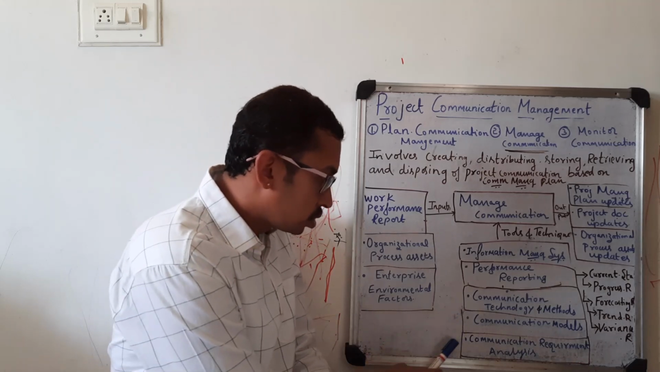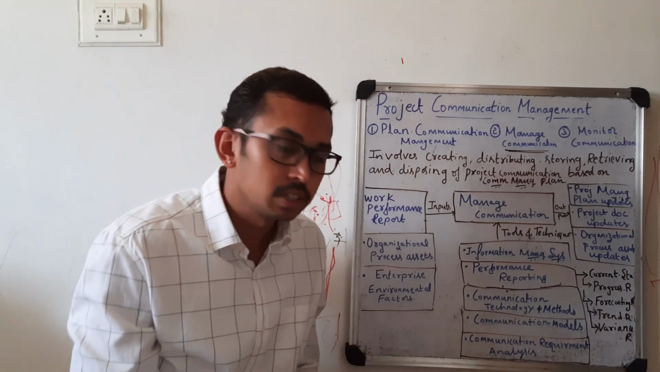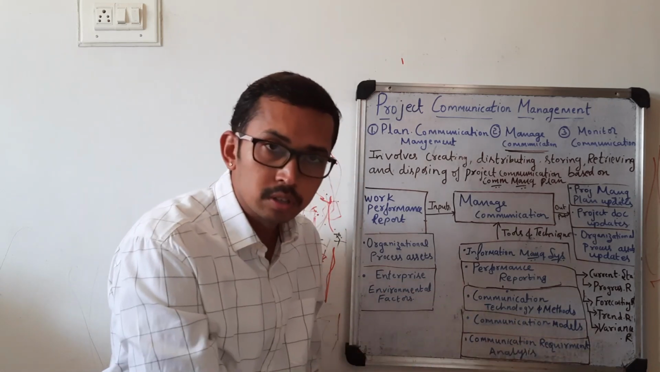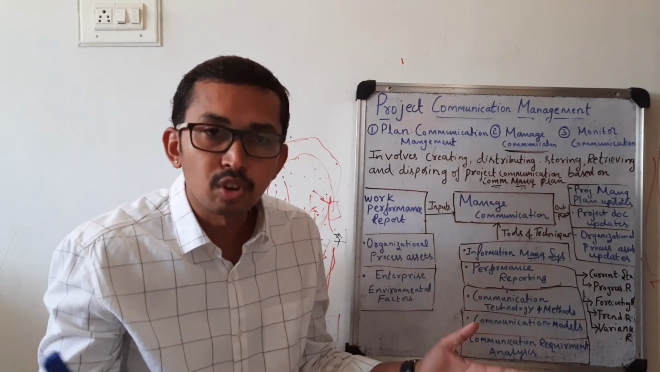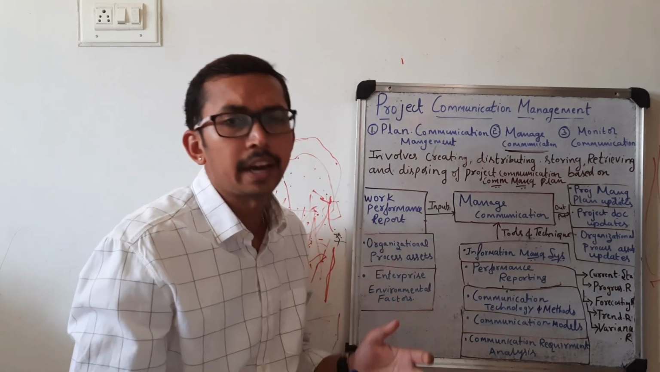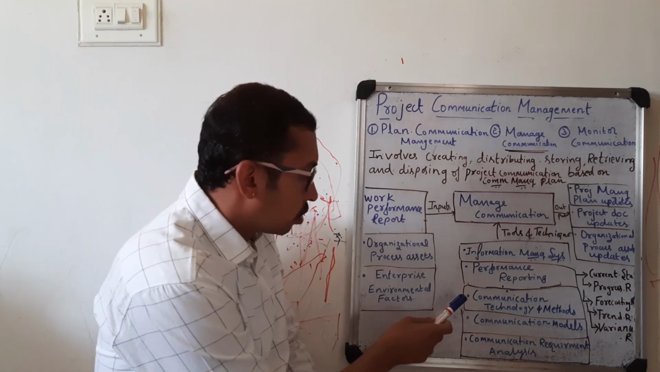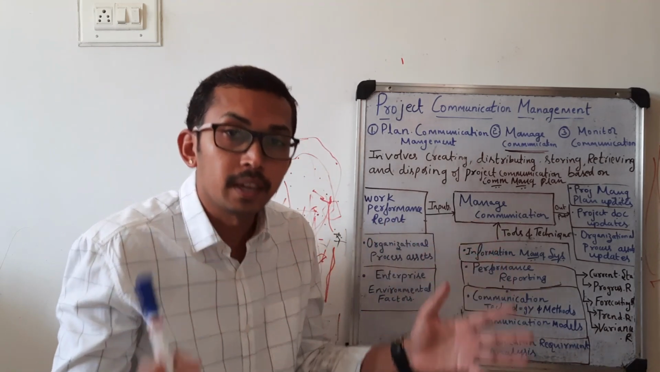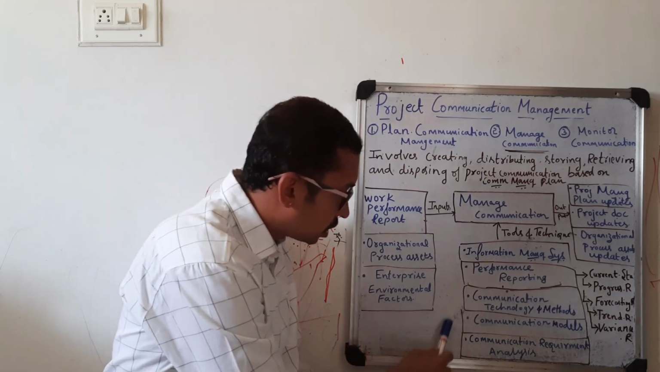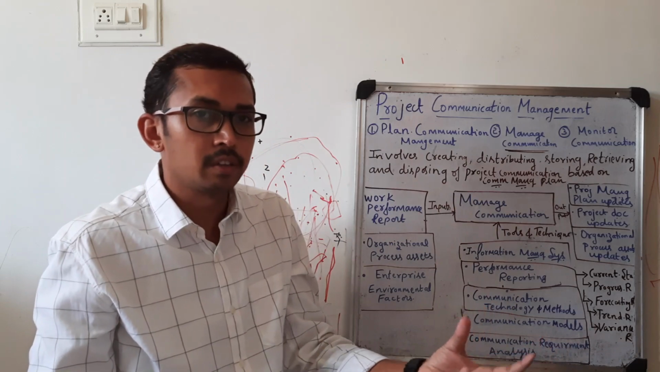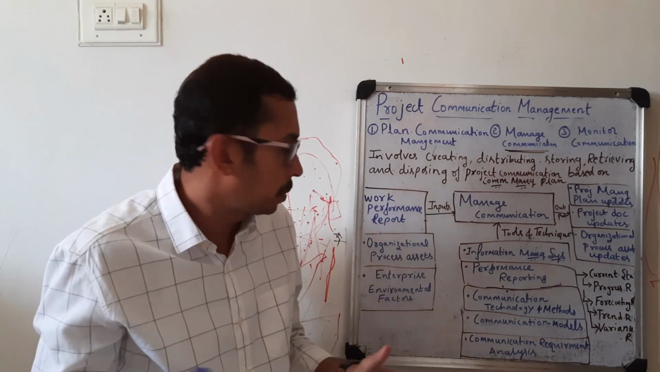Next, what are the tools we are going to use here? We use communication requirement analysis, which we already discussed. Next is communication models, where there are different types: push type, pull type and interactive type. And then communication technology, the various technologies and methods. These three we already discussed in the previous class, so I am not going to repeat them.